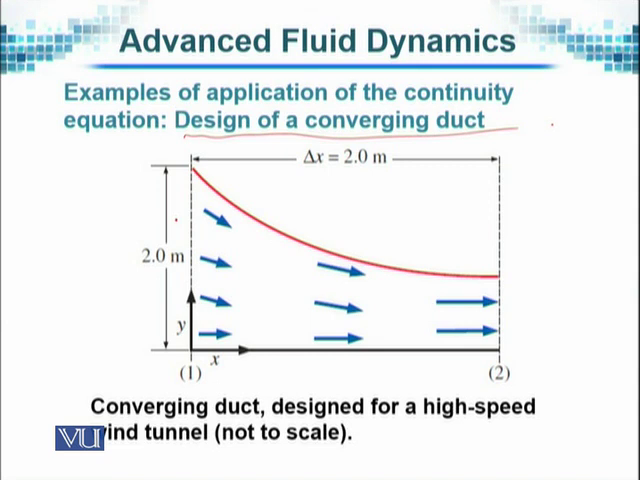And therefore initially the height is 2 meter and it's 2 meter long also. That is also given, that this is 2 meter and again the height is also 2 meter, and the fluid, of course it is air, is moving from left to right as shown by the arrows. So it's a converging duct designed for a high speed wind tunnel, and this rough diagram is not an exact diagram. Therefore the remark that it is not to scale.